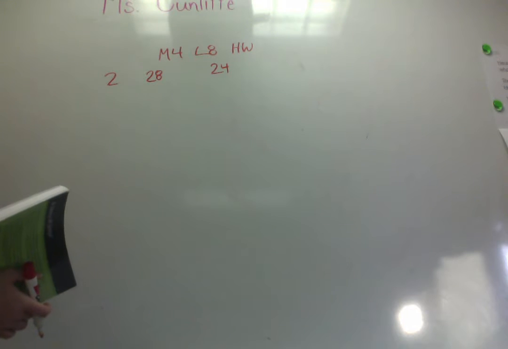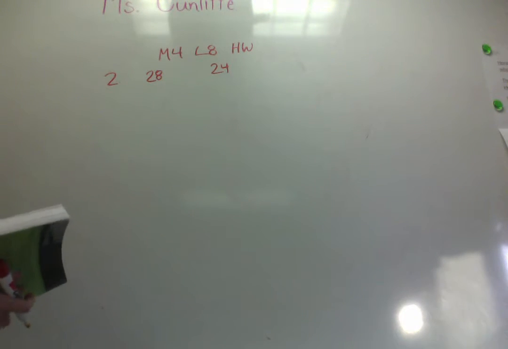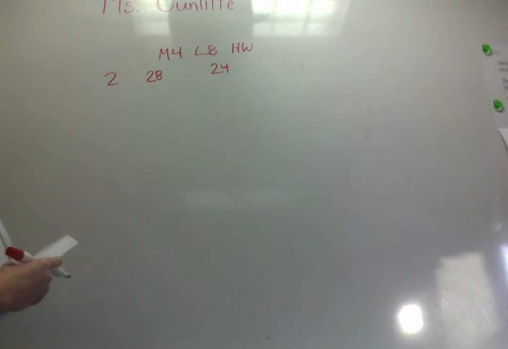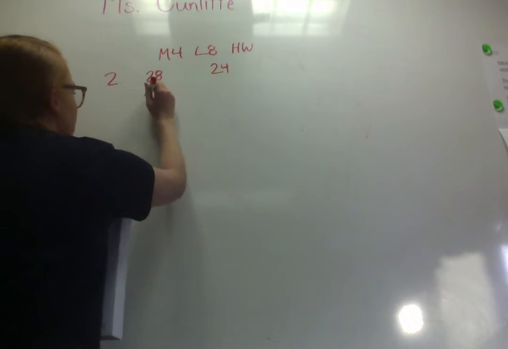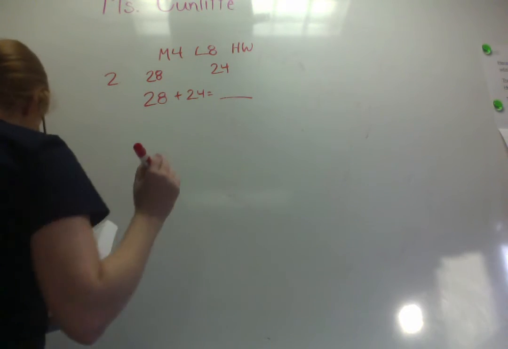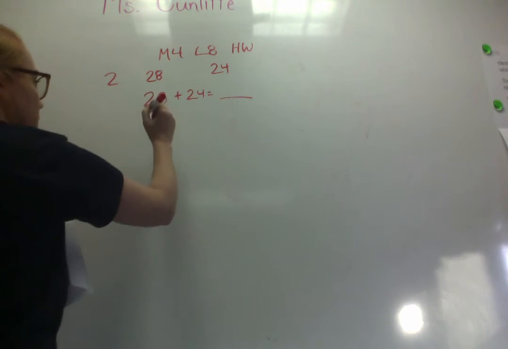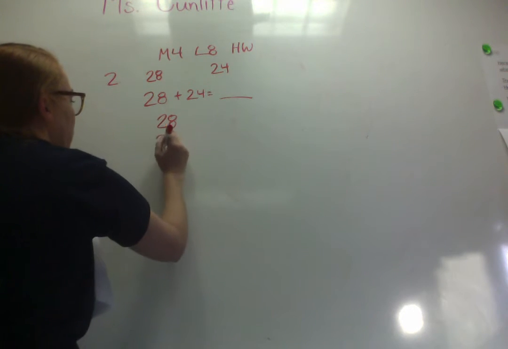How many second grade students are there in all? Wow, in all. You should underline that. In all. That means addition. So it wants us to add. It's wanting us to take 28 plus 24 equals what? I want you to solve vertically and in your diagram. Please do both still. 28 on top, 24 on the bottom.